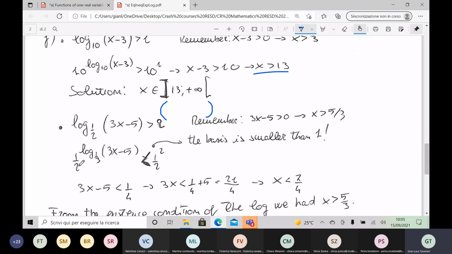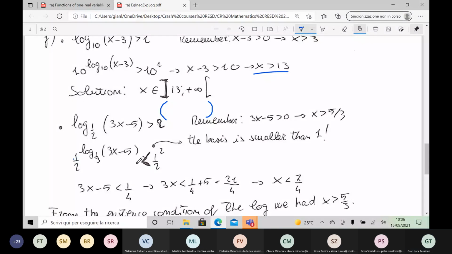But again, you see that the exponential transform has a basis, in this case, 1 over 2, which is smaller than 1. And remember, if x2 is greater than x1, then 1 over 2 to the power x2 is smaller than 1 over 2 to the power x1. Okay? The thing that I just explained. So you have to revert the sign of the inequality.